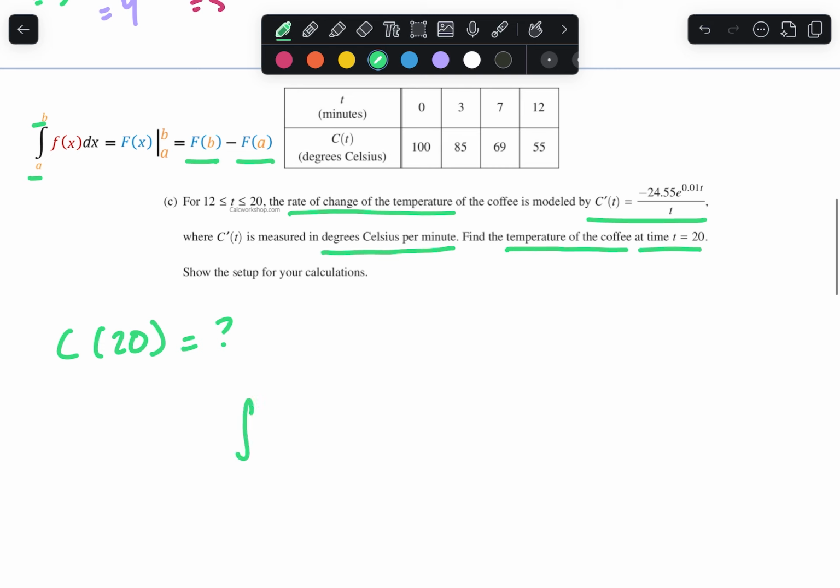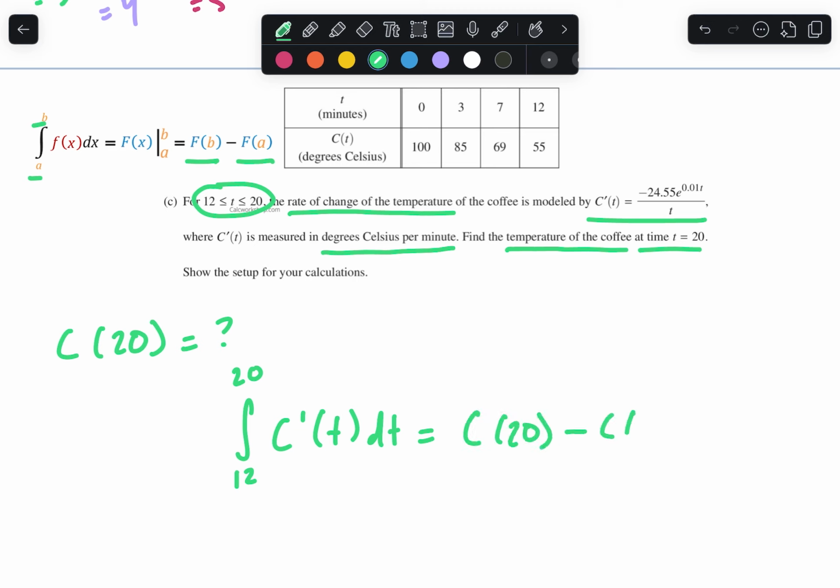So for this specific problem, we're looking between 12 and 20. So let's set that up as the limits of our integral. So from 12 to 20, C prime of t dt is going to be the same thing as C of 20 minus C of 12. You see how I went from this equation to applying it to our actual problem here? That's pretty good for us because check out what's in that equation, C of 20, which is what we want to solve for in this problem. So we want to isolate C of 20 on its own.